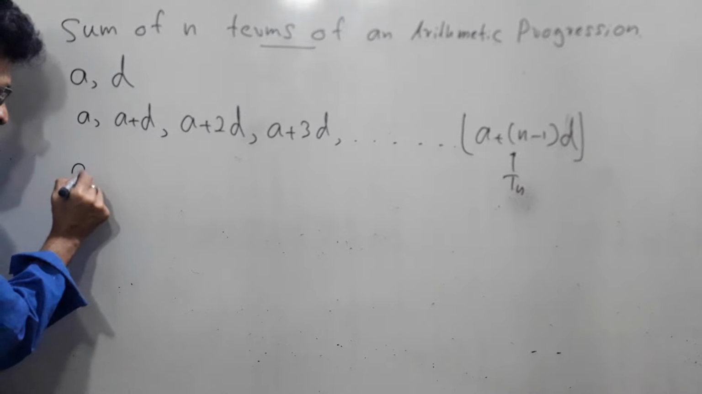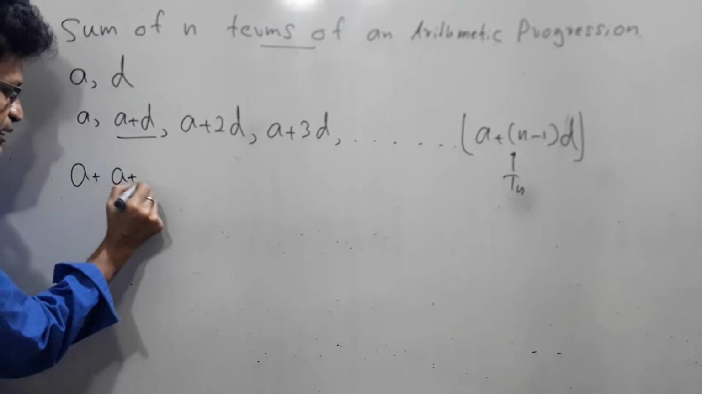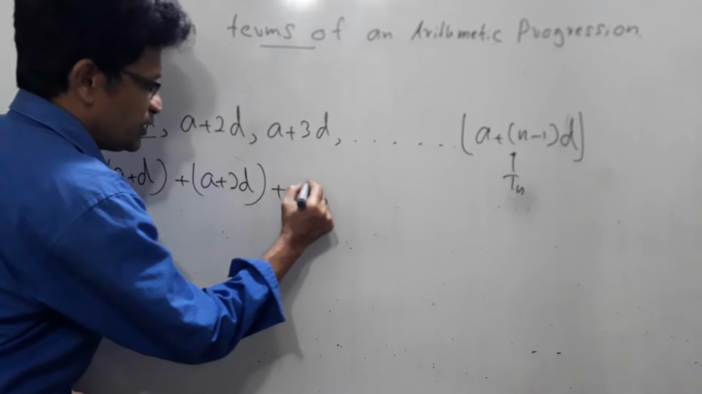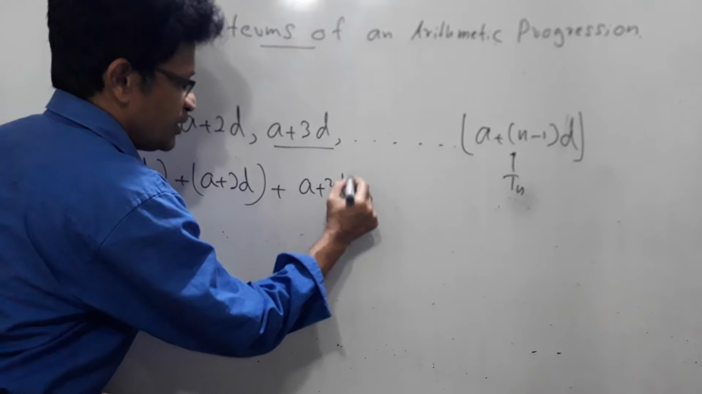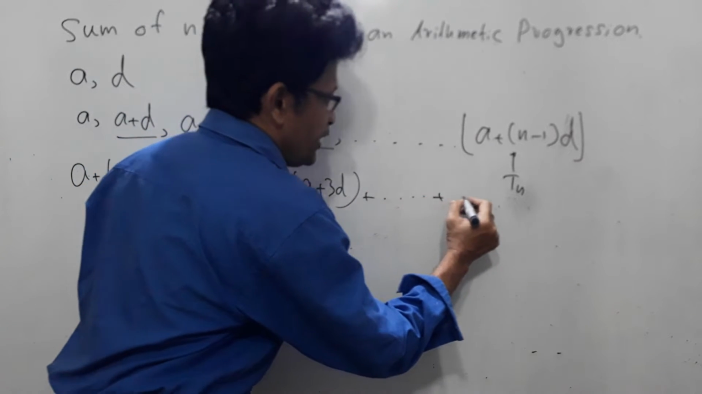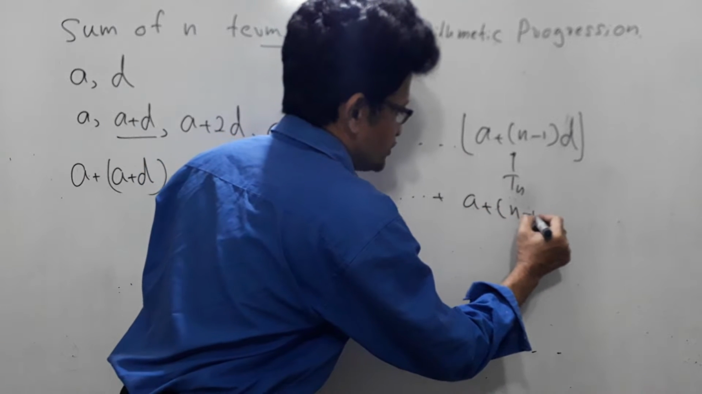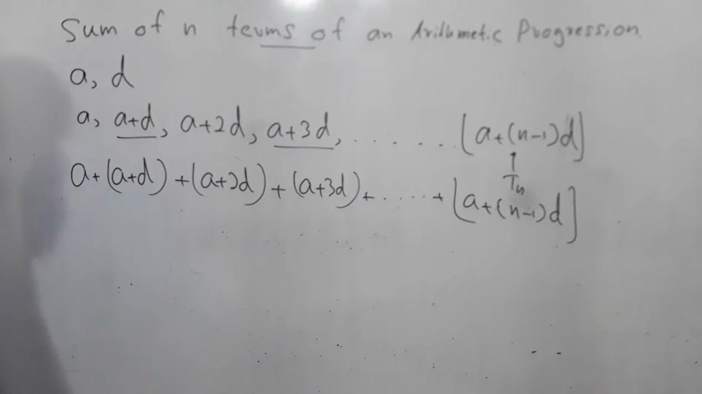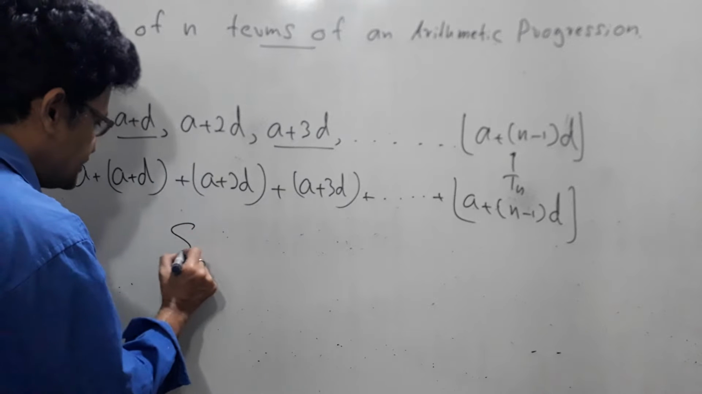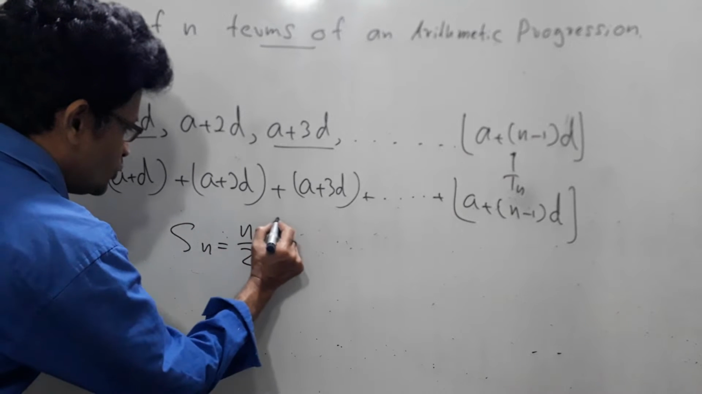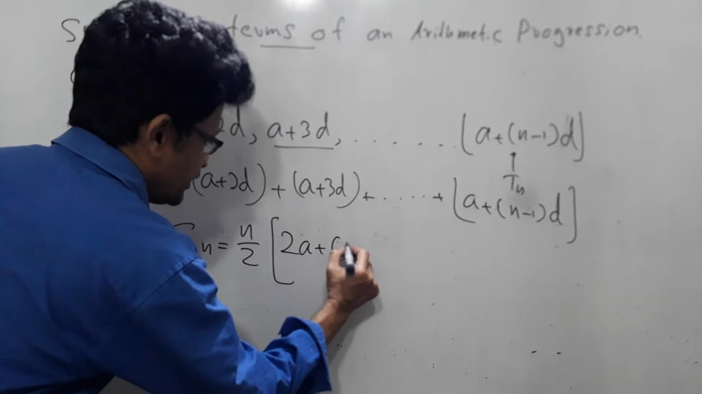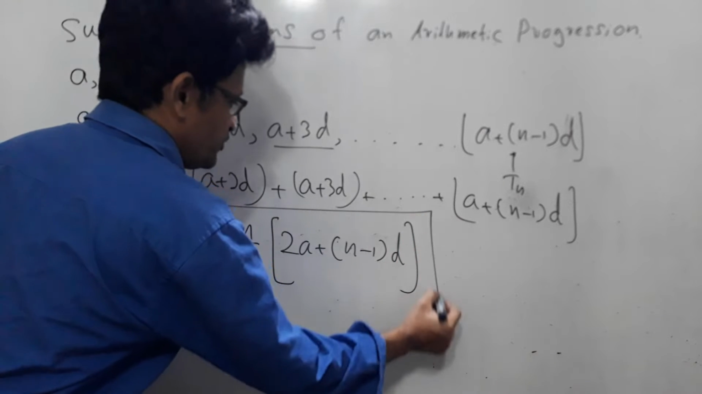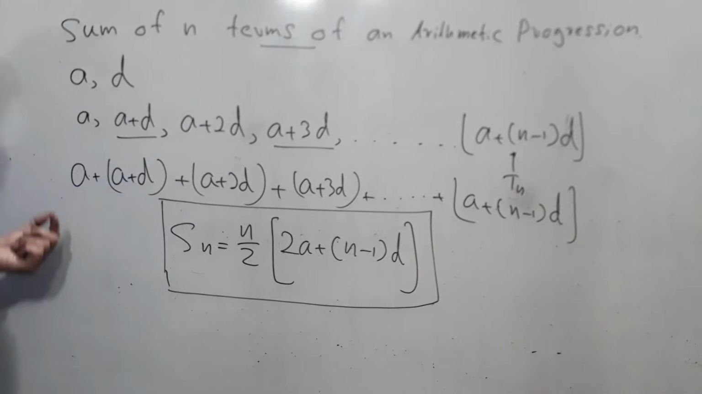That means if you add a, then the second term a plus d, the third term a plus 2d, the fourth term a plus 3d, and likewise up to the nth term, a plus (n minus 1) d, what is the answer? That answer we can get from a formula. Sn equals n over 2 bracket 2a plus (n minus 1) d. This is the formula. From this formula, you can find the sum of n terms.